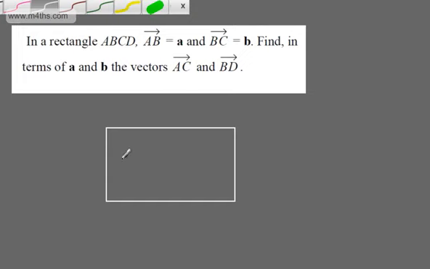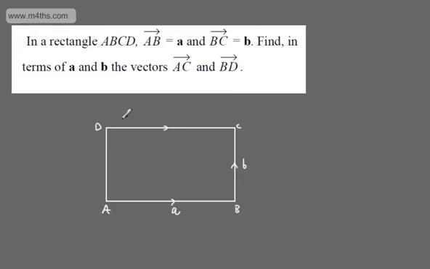So I can label this up any way that I like, as long as these are in sequence. I can say that that's A, that's B, that's C, and that's D. Now this is a rectangle. We're told that AB, which is this one right here, will be A. We're told BC, which will be that one, will be B. Therefore, I can say that DC is also going to be A, and AD will also be B. So what we want then is the vector AC. The vector AC is simply going to be the vector AB plus the vector BC. Or if you like, you just want to go this way, it's going to be A plus B.